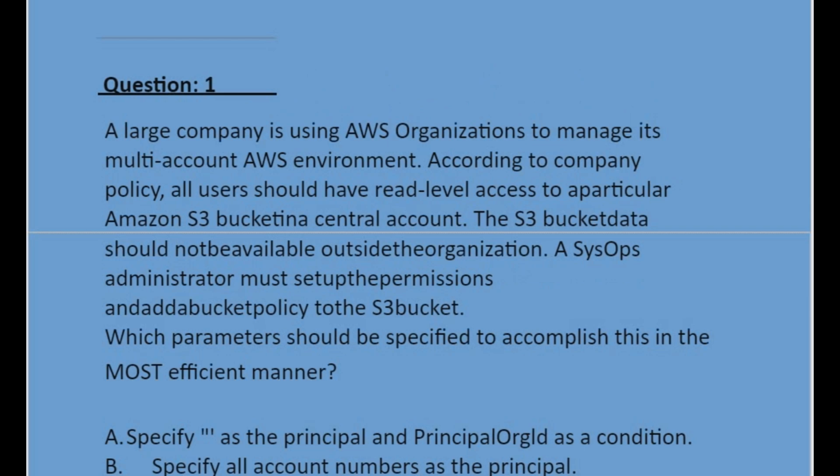Question is, a large company is using AWS Organizations to manage its multi-account AWS environment. According to company policy, all users should have read-level access to a particular Amazon S3 bucket in the central account. The S3 bucket data should not be available outside the organization.